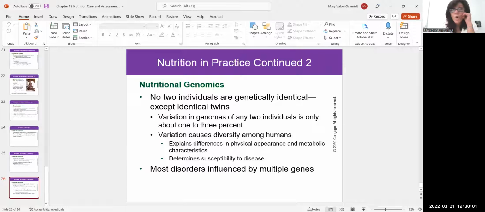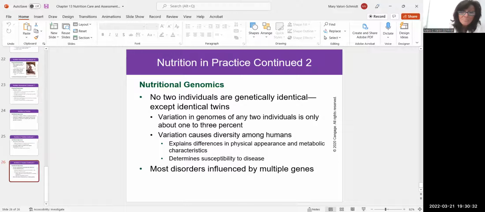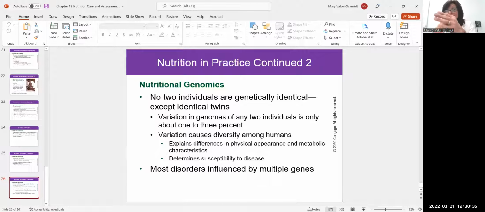No two individuals in the world are genetically identical. Nobody. Identical twins because they come from one egg, right? So yes, other than that, no. The variation in genomes of any two individuals is about 1 to 3%. And most disorders that people have, I can't say all with conclusivity, but most are influenced by different genetic factors. Some stuff from your mom's side, some stuff from your dad's side. But you can fight your genetics by doing the right thing, like watching the things that you eat and getting exercise and those kinds of things, right?